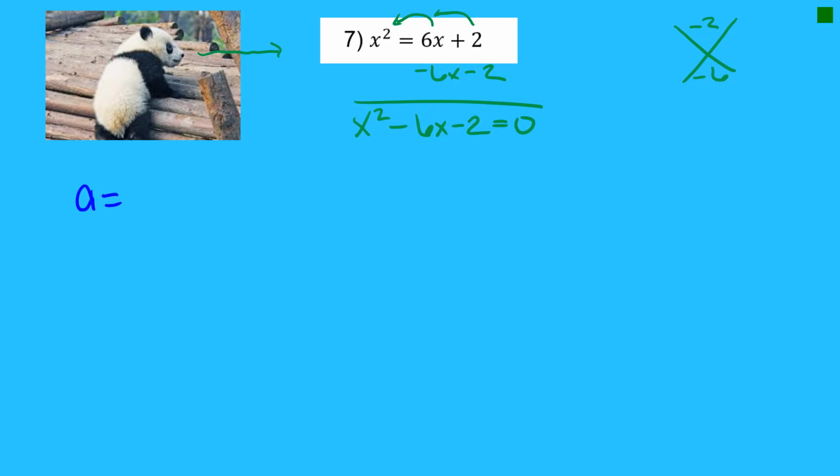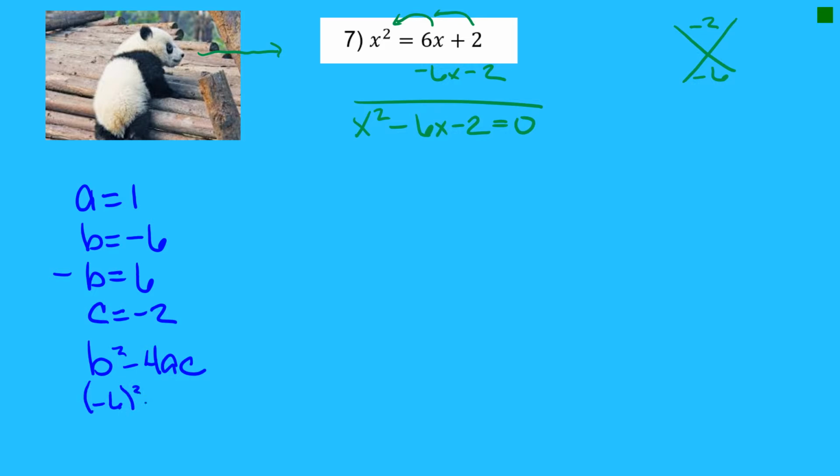A, the coefficient of the x squared term, is 1. It's called the quadratic term. B, the coefficient of the x term, called the linear term, is -6. Opposite of B is 6. C is -2. We're also going to find the value of the discriminant, b squared minus 4ac. -6 squared minus 4 times 1 times -2.